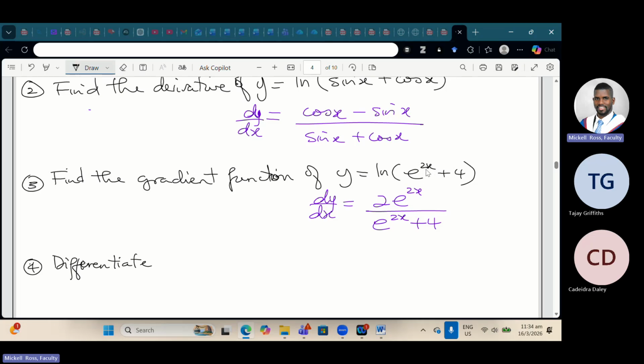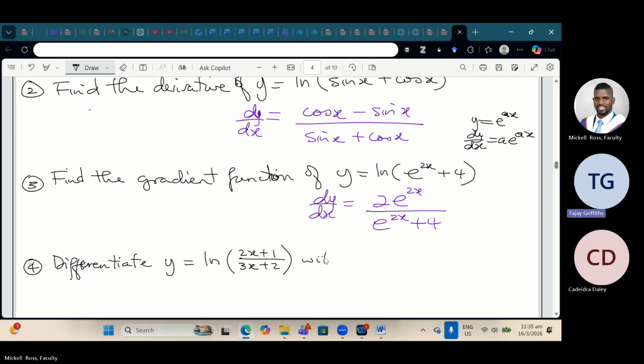Remember, when it is y is equal to e to the ax, then the derivative is going to be a times e to the ax. Get it now, sir? Okay.